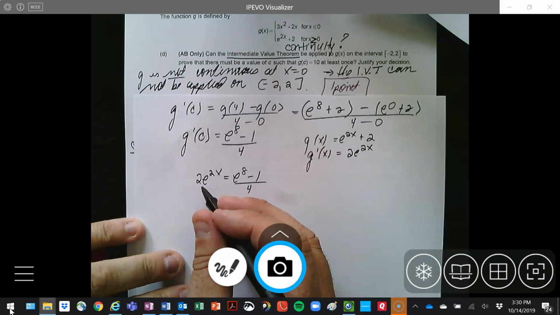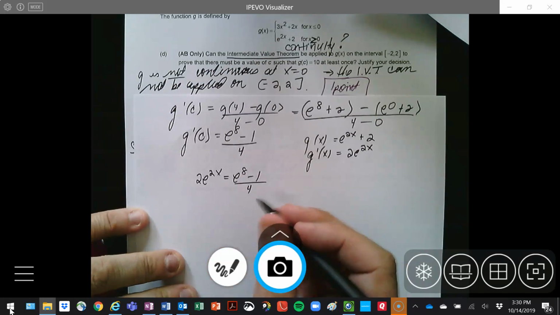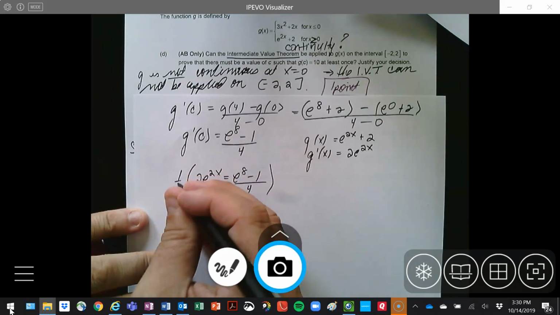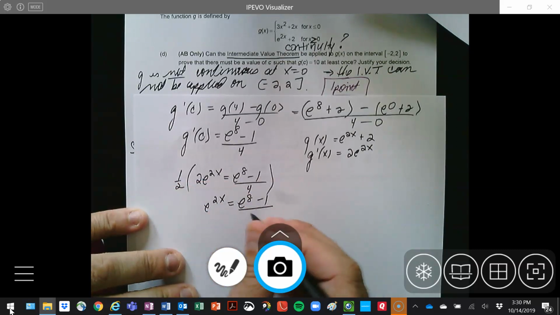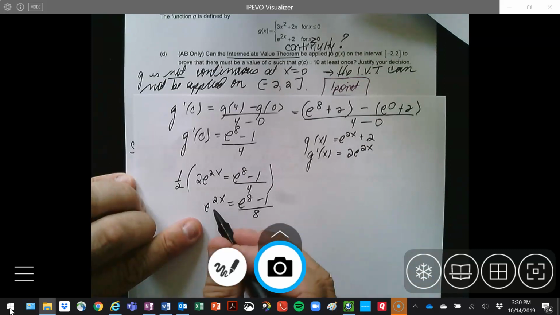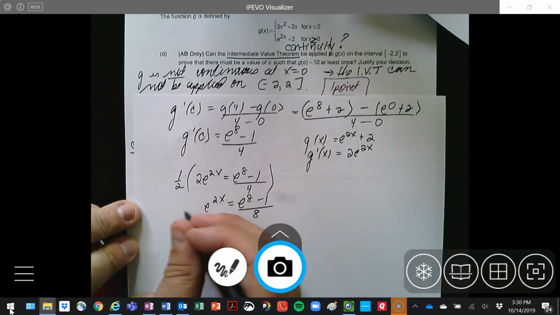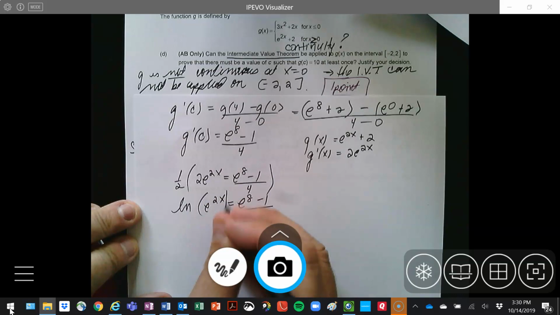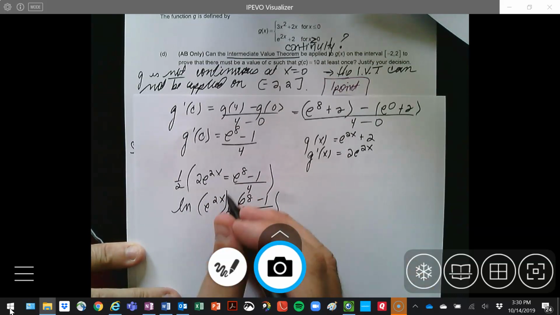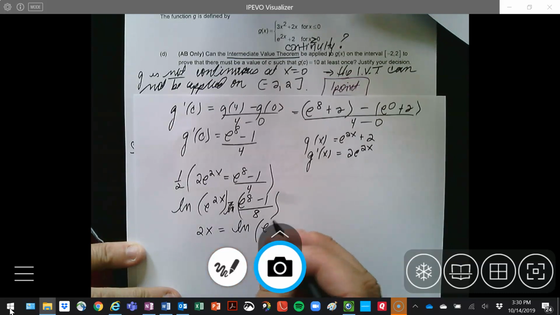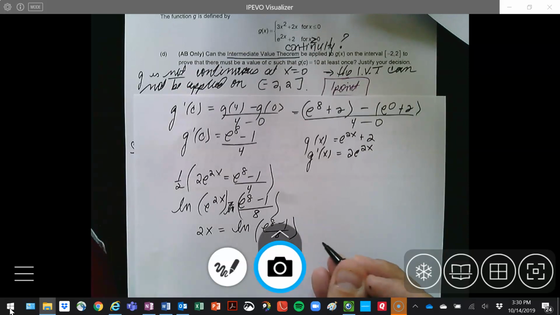So we're going to divide both sides by 2, or multiply by half if you prefer. E to the 2x will be e to the 8th minus 1 over 8. To get to the x, I'm going to take the natural log on both sides. The natural log of e to the 2x is just going to be 2x. Natural log of e to the 8th minus 1 over 8.